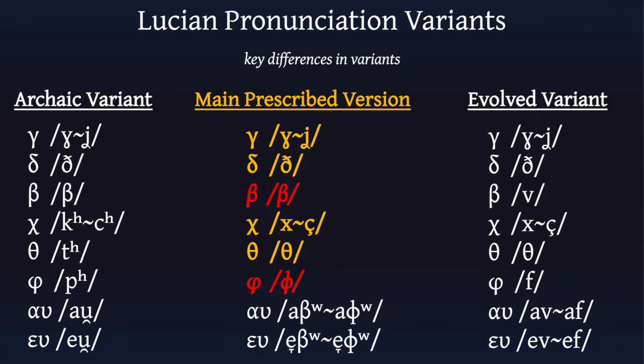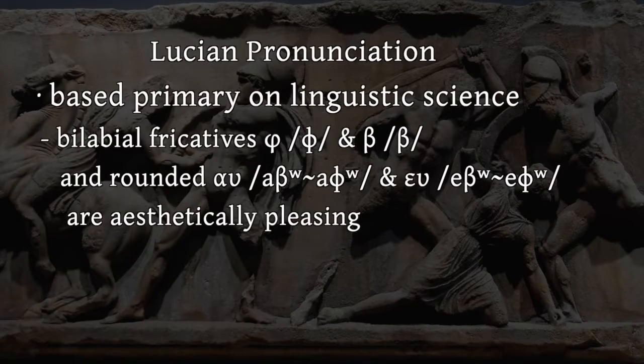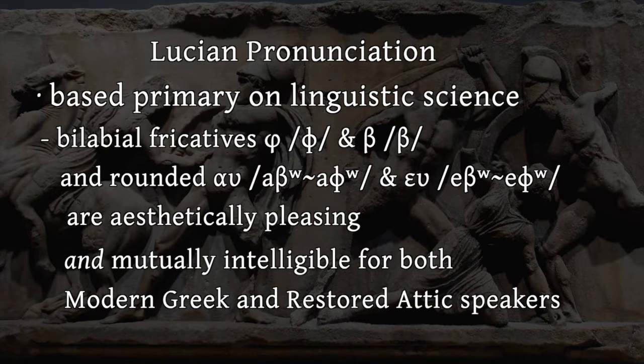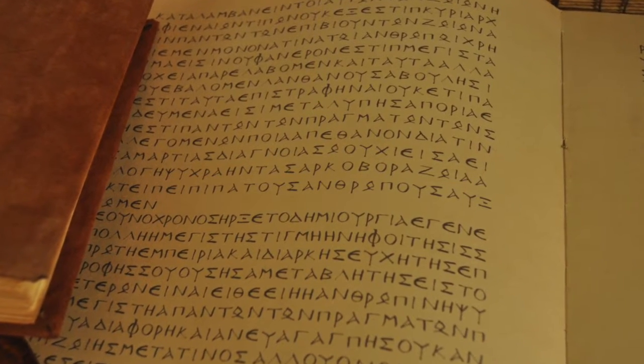That's why we've prescribed phi and β as the bilabial fricatives fa and va, and alpha plus upsilon as auv or auf, and epsilon upsilon as euv or euf. Not only is this historically plausible, even likely in this period, we find these sounds aesthetically pleasing. Additionally, the combination of rounding and frication makes it comprehensible to users of both true diphthongs and the modern fricative values.